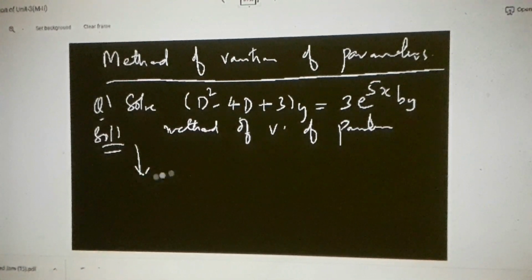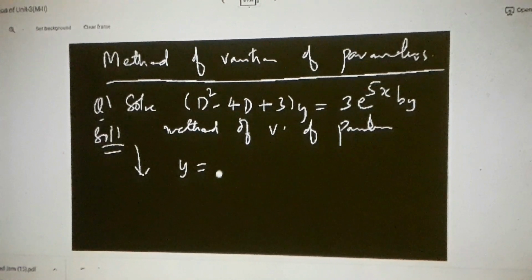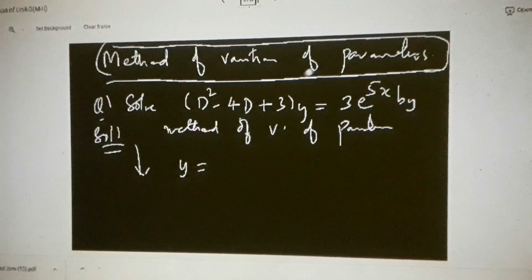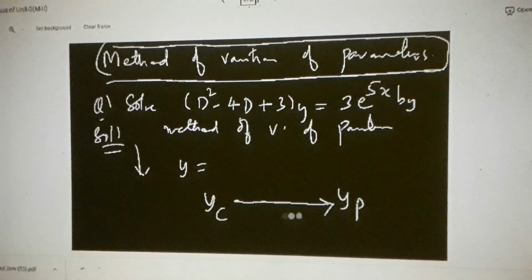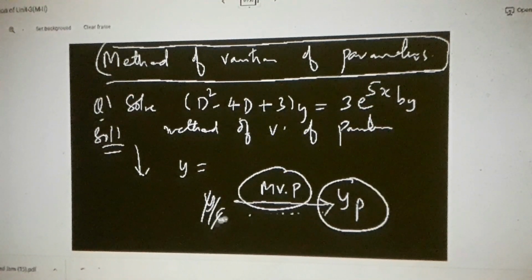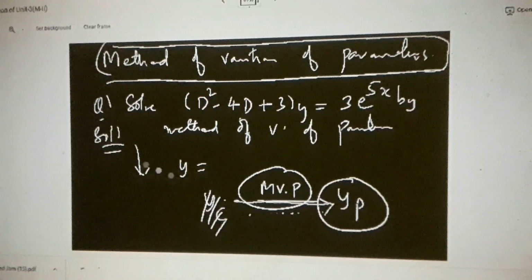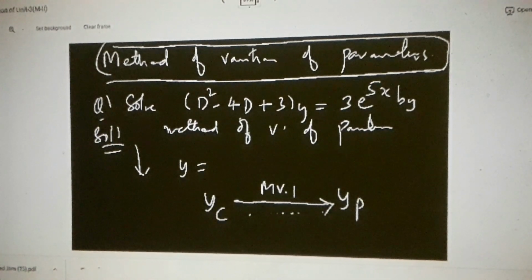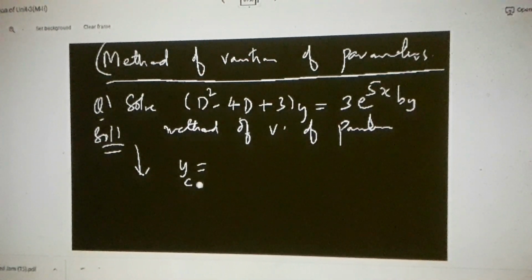Then keep in mind, first of all we need yc, because this method is only helping us to calculate yp when you know yc. Again I am repeating the sentence: this method helps us only in finding yp if we know yc. So from yc we will apply the method of variation of parameters to get to yp. If you don't know yc, this method is of no use. You can't get yp without knowing yc. So let me come back to the point. First of all, let us write yc.